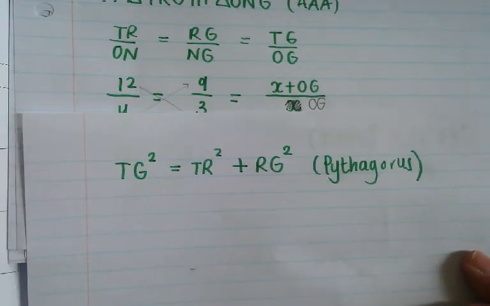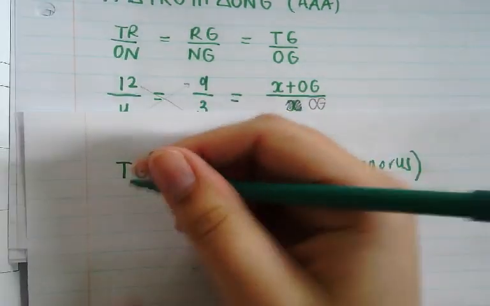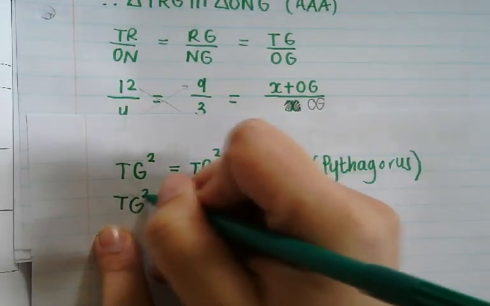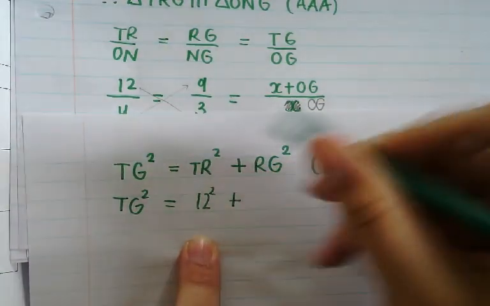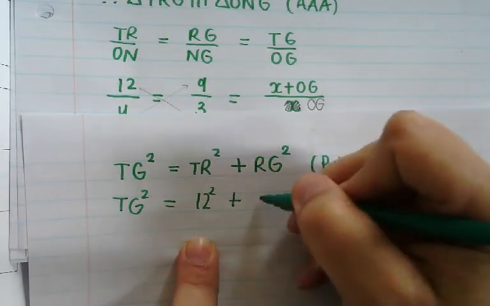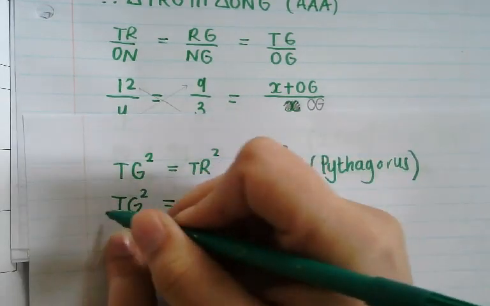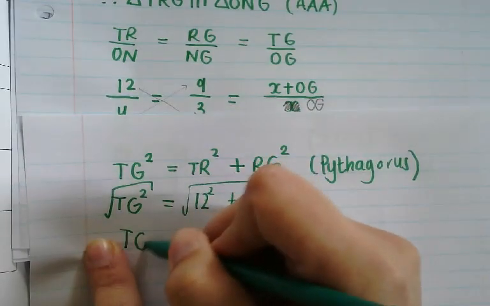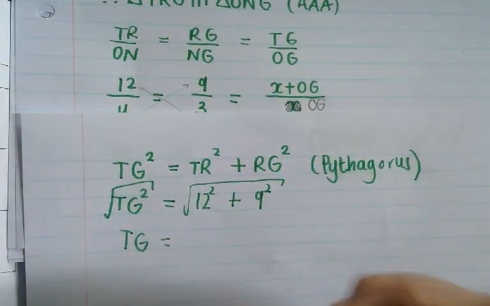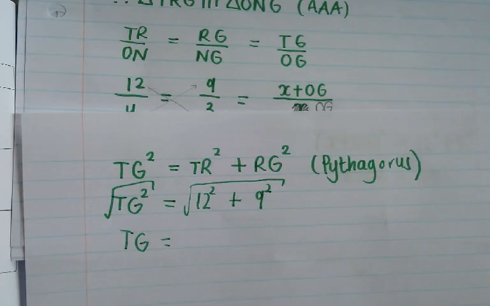So now TG is, I don't know, I want to find it. TR is 12. RG is 6 plus 3, which is 9. And then I'm going to square root both sides. TG is equal to, of course you can go and calculate it, 144 plus 81, which is 225, so when you square root it, it will be 15.